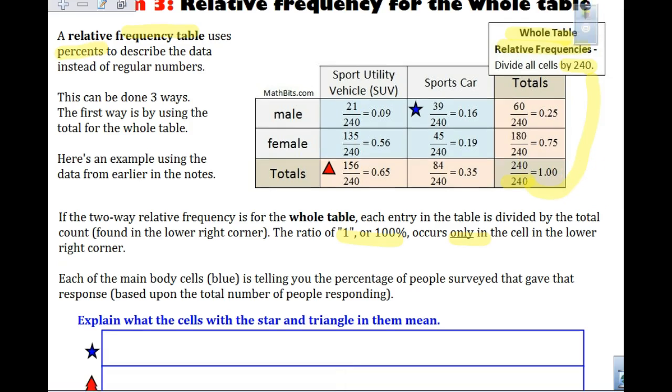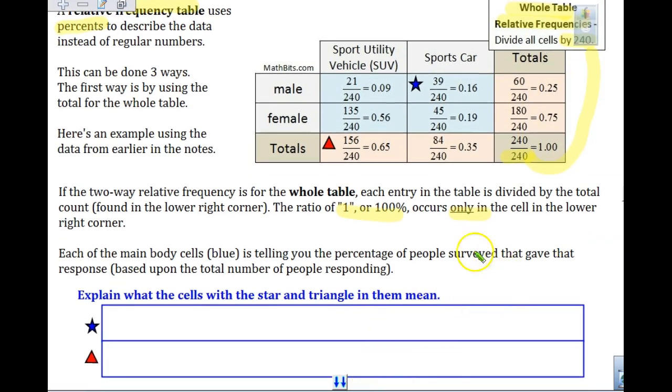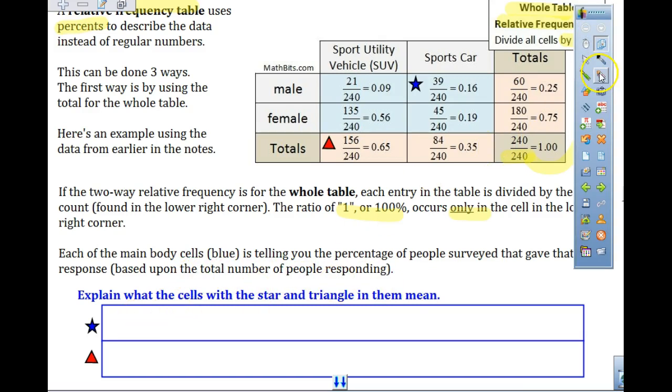You'll see that when we do the column and the row, you're going to have some other 100%. You'll have it come up more often. It says in each of the main body or blue cells, try to tell you a percentage of the people surveyed that gave a response based on the total number of people. So what does the star mean if we are looking at that?